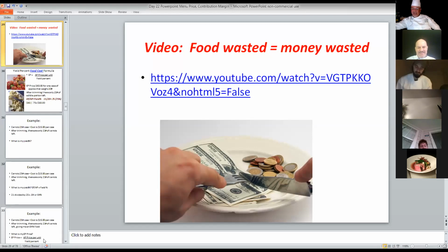Think about it, guys. Everything that comes to you back door is money being spent, right? So everything that you order is money. Everything that you put in your cooler, freezer, dry storage is money. Everything on your cutting board is money. Everything in the chop, dice, saute, roast, sear, grill is money. Everything that goes on the plate is money. Everything that comes back that doesn't get eaten, it's money going to the trash. First time I saw it, I was like, really? But it's money.